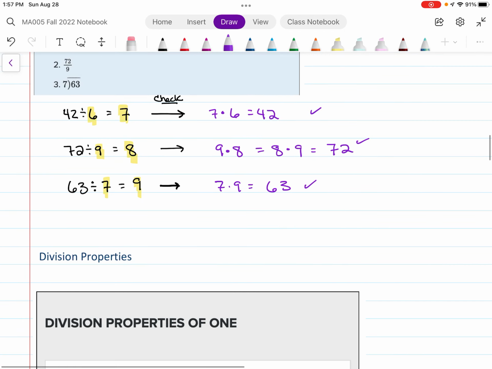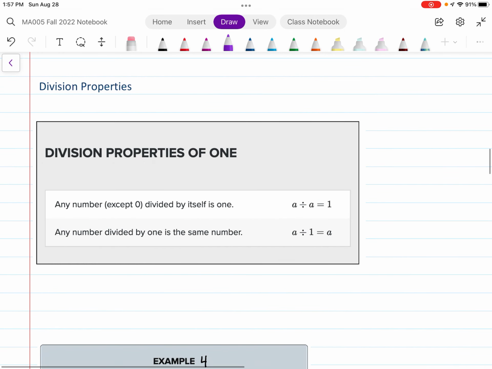All right, division properties. Division properties of 1. So there's 2 different division properties. Any number except 0 divided by itself is 1. Okay? And any number divided by 1 is itself.